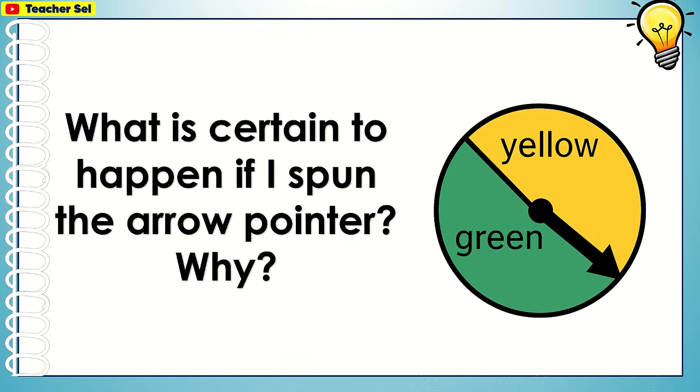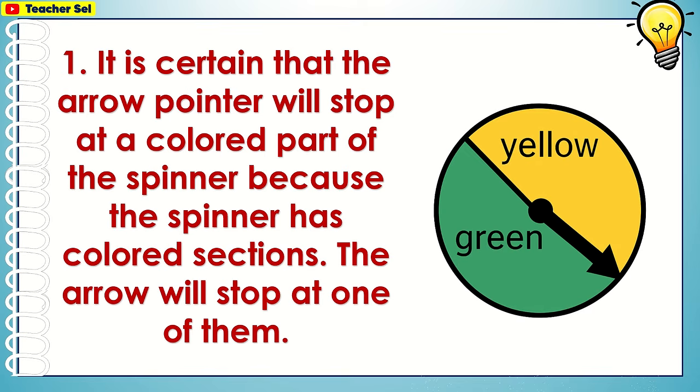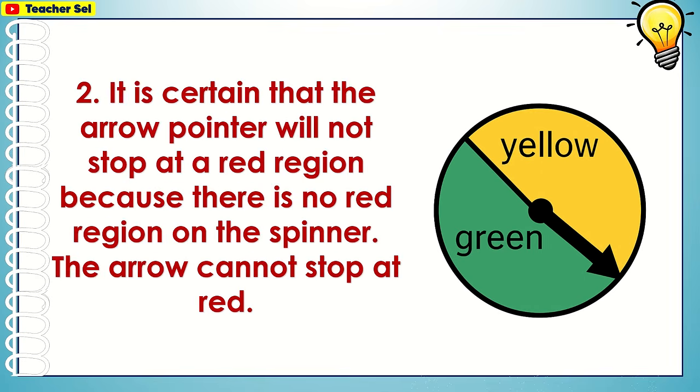What is certain to happen if I spun the arrow pointer? Why? It is certain that the arrow pointer will stop at a colored part of the spinner because the spinner has colored sections. The arrow will stop at one of them. It is certain that the arrow pointer will not stop at a red region because there is no red region on the spinner. The arrow cannot stop at red.